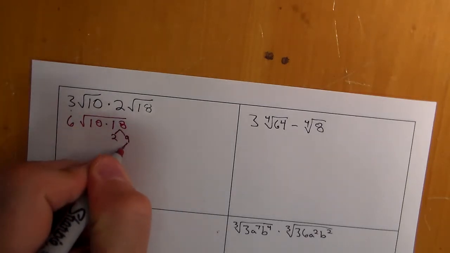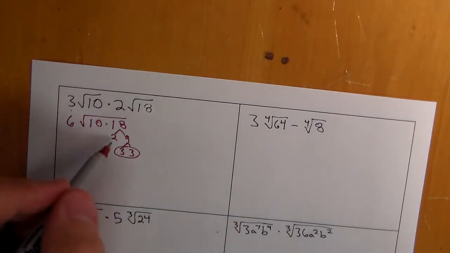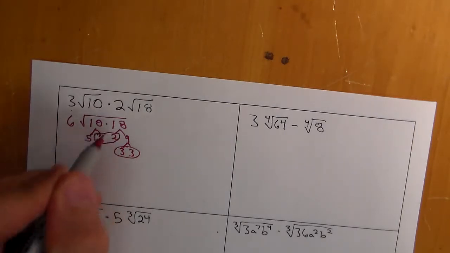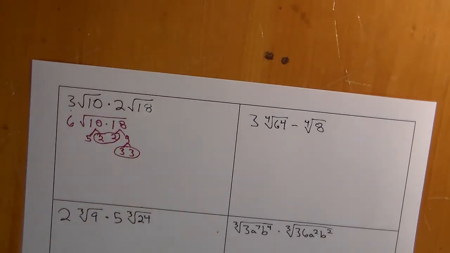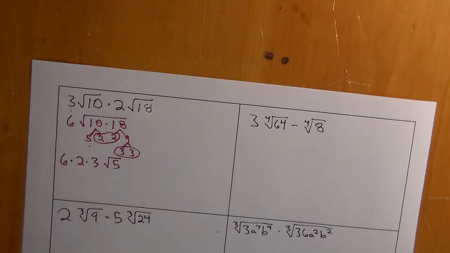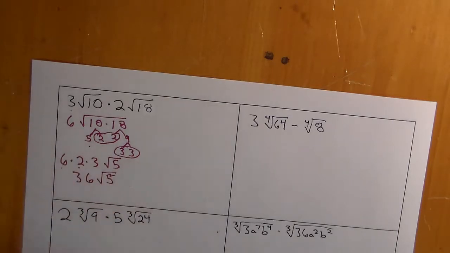18 is 2 times 9, and that 9 gives me a set of 3's. I got this 2 floating here. I could get another 2 from the 10, which gives me a pair of 2's. So now I have 6 times the 2 coming out times the 3 with the 5 left over. 6 times 2 is 12, times 3 is 36, so my answer is 36 root 5.